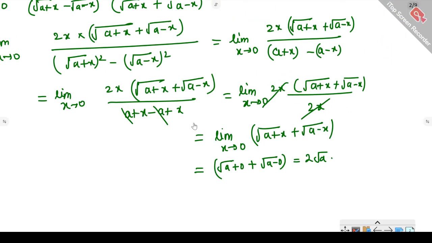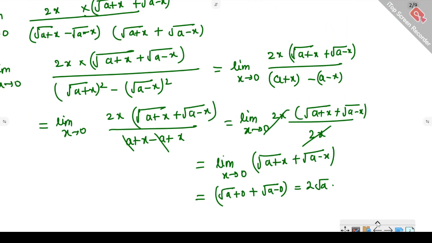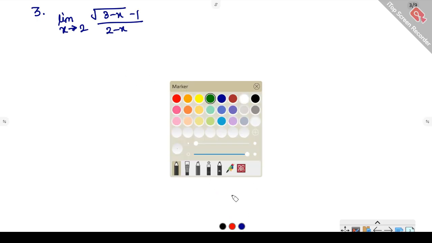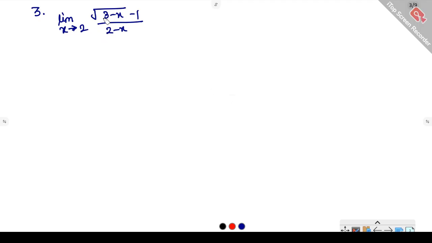So we have the third problem: limit as x tends to 2 of (square root of 3 minus x, minus 1) over (2 minus x). If we put x equals 2, this is square root of 3 minus 2, minus 1, over 2 minus 2. So this is also 0 by 0 form.